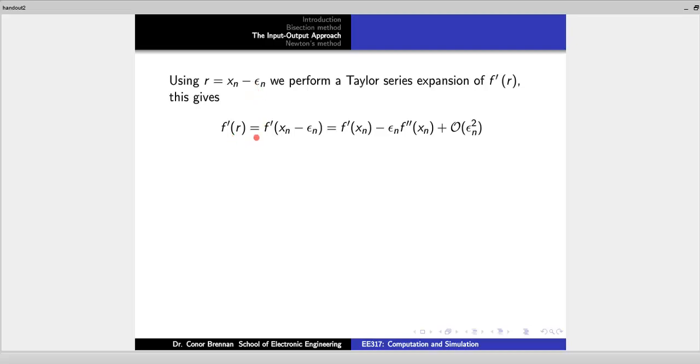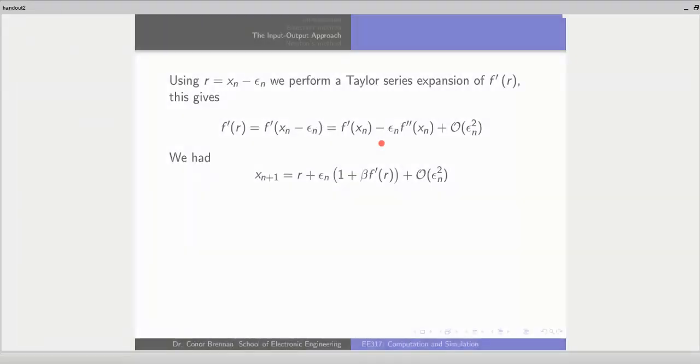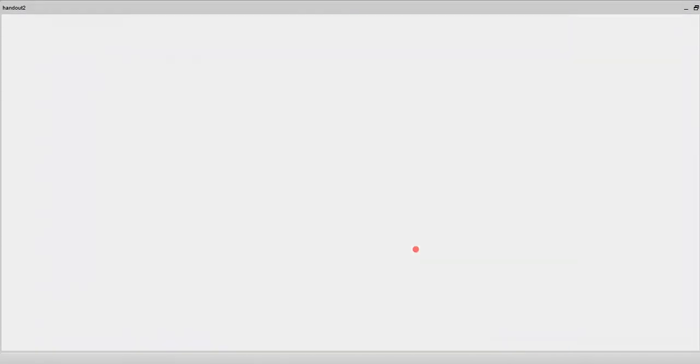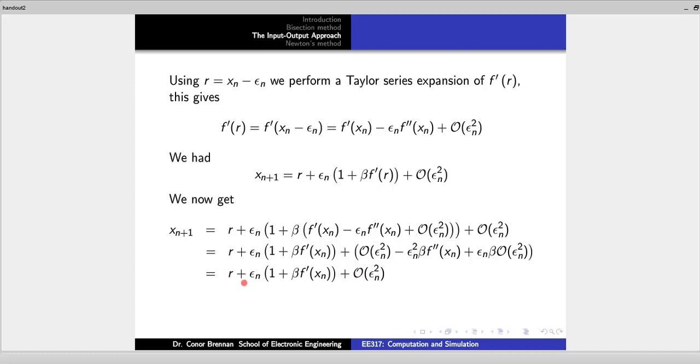Okay. And we can use a Taylor expansion based on that. Therefore, f dash of r is equal to f dash evaluated at our present estimate, x n, minus epsilon n. And use a Taylor series expansion for that. We get all this stuff. This is what we did have, and this is what we get, which we can simplify and simplify. So our new estimate is equal to the actual value plus the previous error multiplied by this thing here, plus a whole bunch of smaller error terms, which are an order of magnitude smaller than this term here.